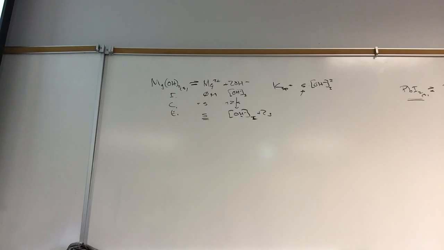Okay, other questions? Yes, number 11 on the homework. 25 milliliters of clear saturated solution of PbI2 requires 13.3 milliliters of a certain silver nitrate for its titration. What is the molarity of this silver nitrate?